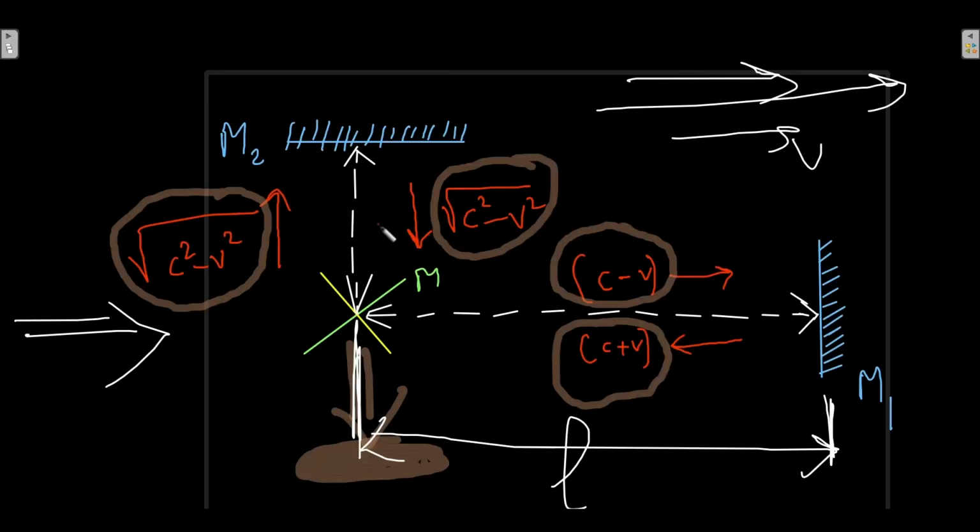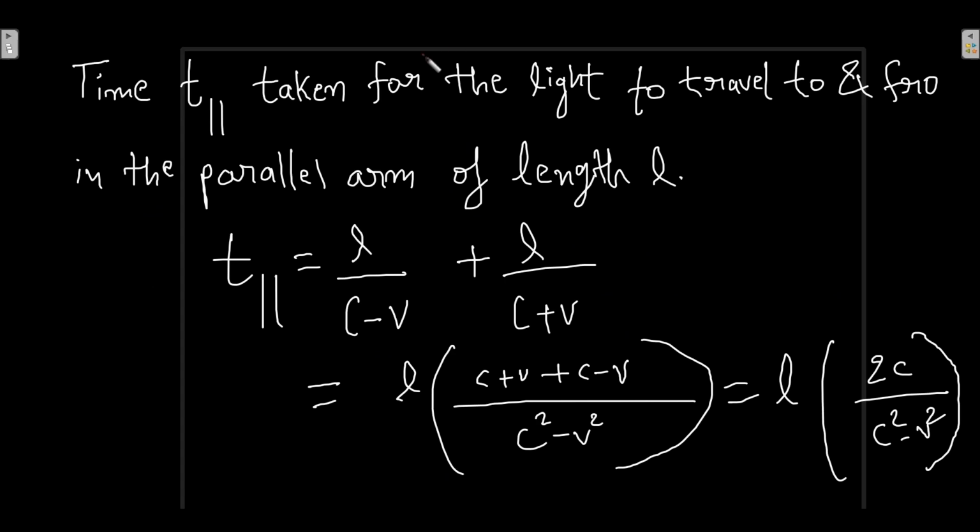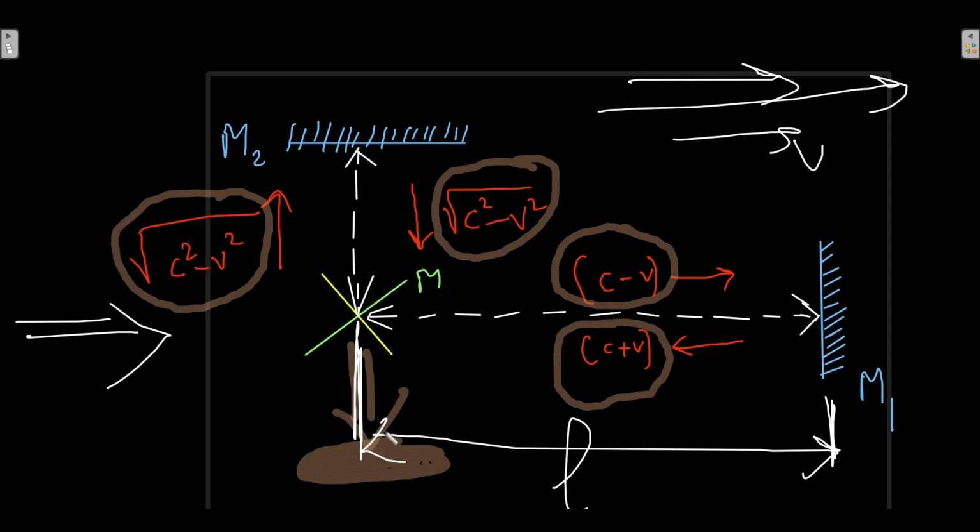And these values which are in the brown circle: the square root of c square minus v square, this value c minus v, and this value c plus v, we have already calculated in the previous slides of this lecture. Now if we want to find out the time t parallel, then what will happen? Distance is L and speed is c minus v. So L divided by c minus v will be the time required to go from here up to here.